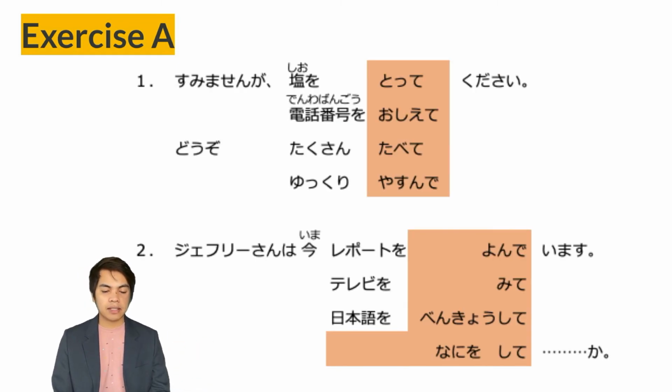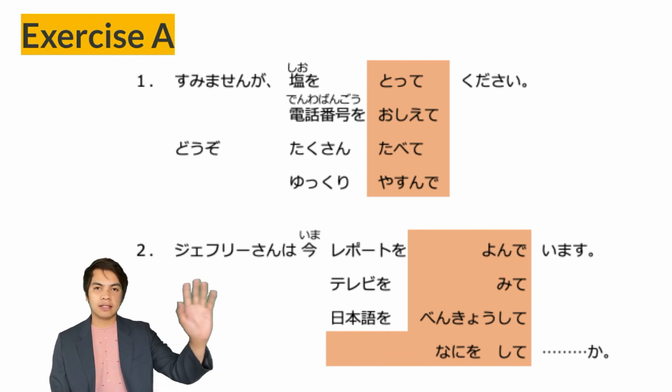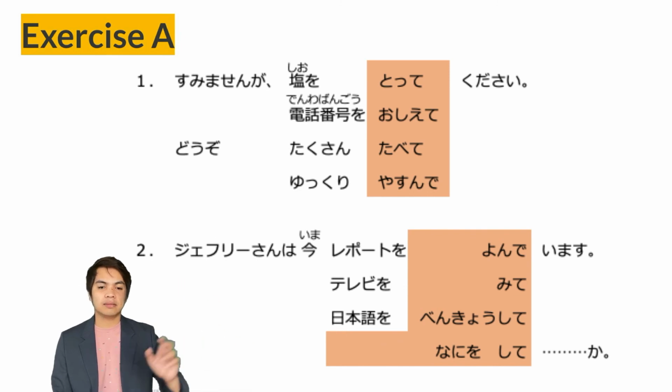Next, number 1, these are example sentences for the pattern, the verb te kudasai. Sumimasen ga shio o totte kudasai. Excuse me, please get the salt. From the verb torimasu, shio o torimasu, to get the salt. Totte kudasai, please get the salt for me.